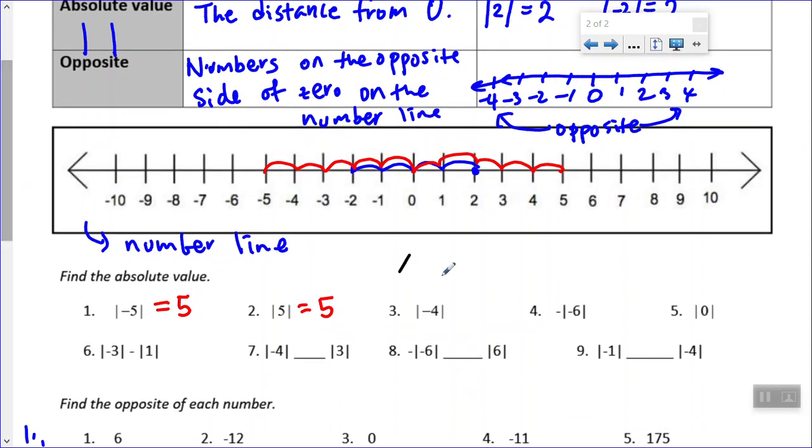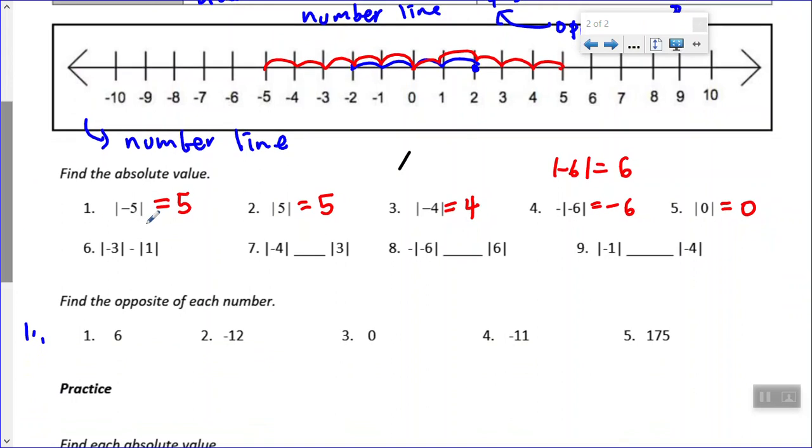What is the absolute value of negative 4? It will be 4. Okay, this question you have to do absolute value of negative 6 first. What is absolute value of negative 6? It is 6, right? And then after that you have the negative sign. So it is negative 6. Absolute value of 0 is 0. So you have to do the absolute value first and do the operation.